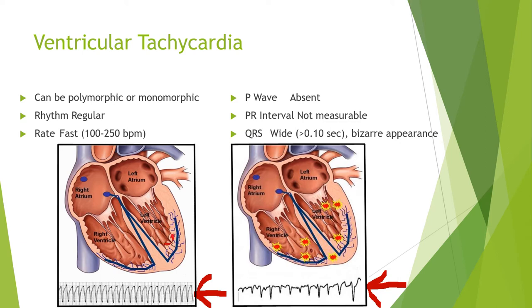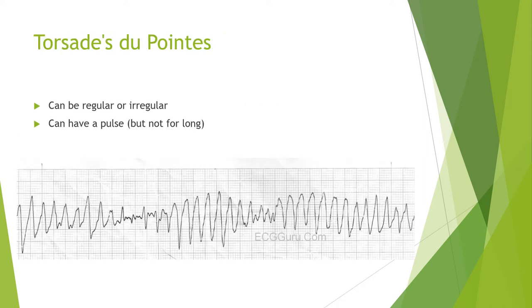QRS is typically wide, 3 boxes or more. You can't see any P waves because they're covered up or non-existent from the rest of your rhythm. This is not a healthy heart, and this person may be in a very serious life-threatening arrhythmia at this time.